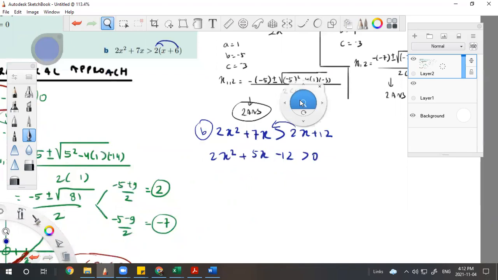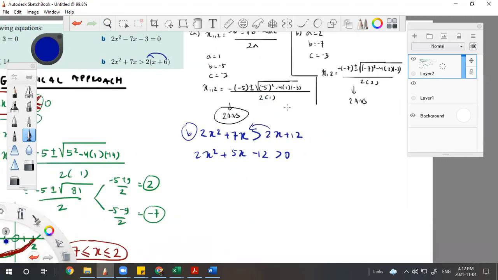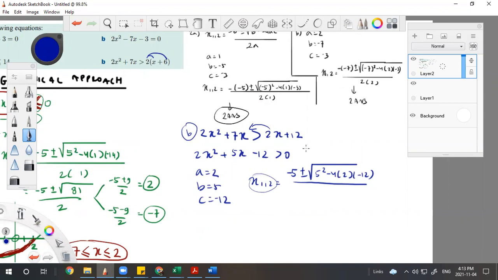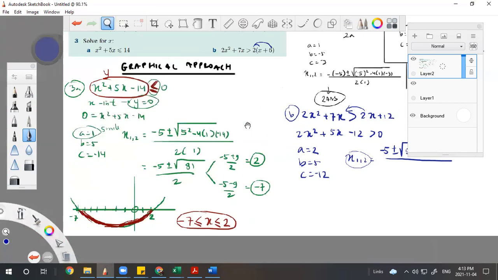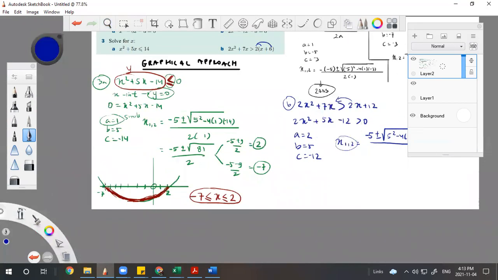Okay, so keep this in mind. What do you have to do now? A is 2, B is 5, C is negative 12. And the x1, 2 will be equal to negative b plus or minus the square root of b squared minus 4ac. Well, Hans, what do you mean by x1 and 2? Oh, I mean, this will be the y-intercept. Oh, sorry, the x-intercept when y equals 0, to find the graphical approach, right?